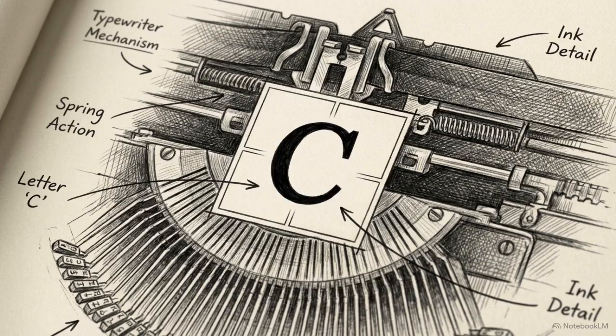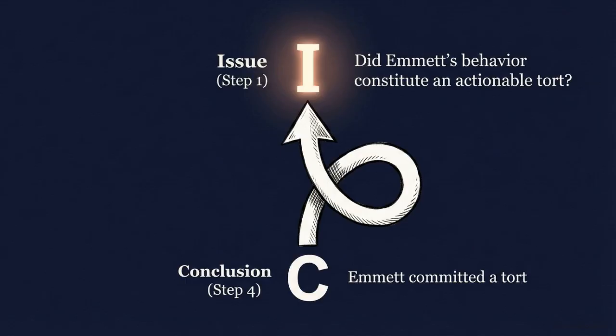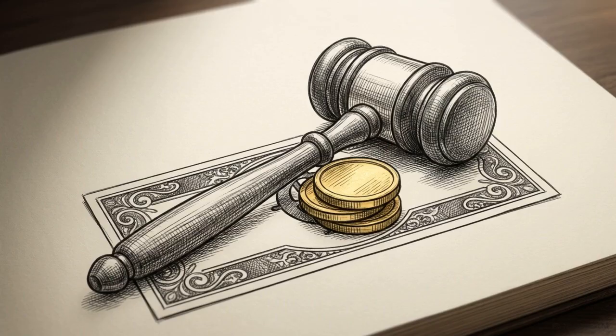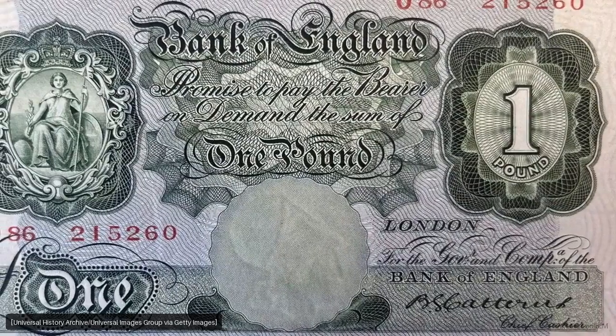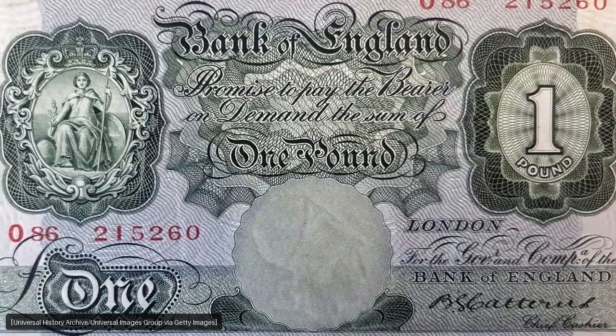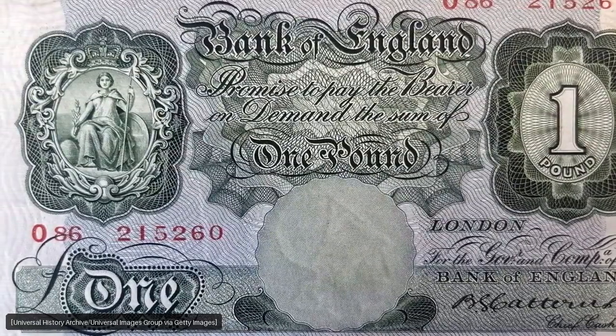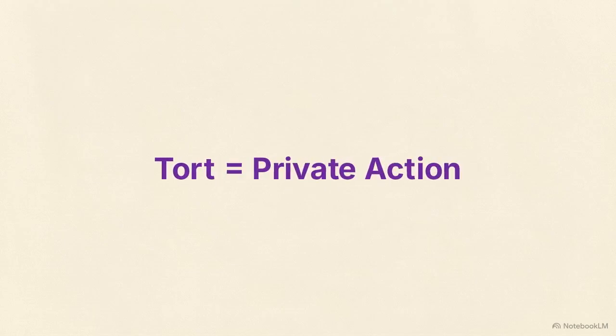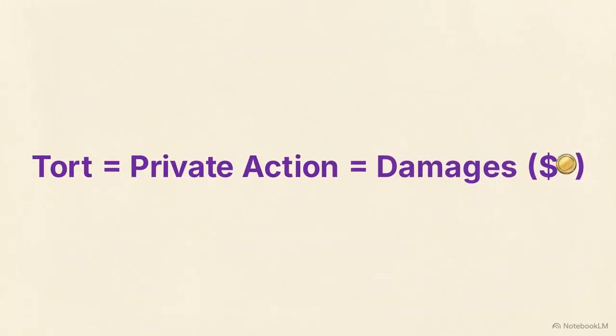We have reached the final step. Step 4 is C for conclusion. Your conclusion must directly answer the original I question from step 1, and it must state the specific legal remedy. Type a C and dictate the final verdict. Emmett committed a tort, and the farm is entitled to financial damages. This reveals the ultimate equation of tort law. An actionable private wrong directly equals a strict demand for financial compensation.